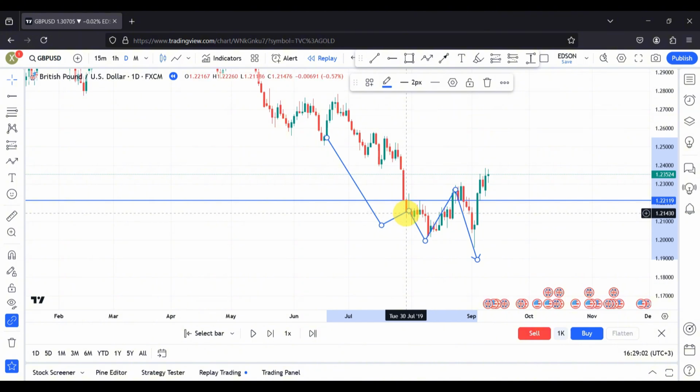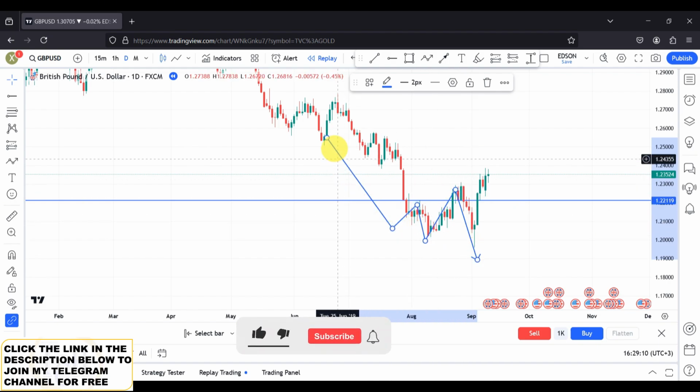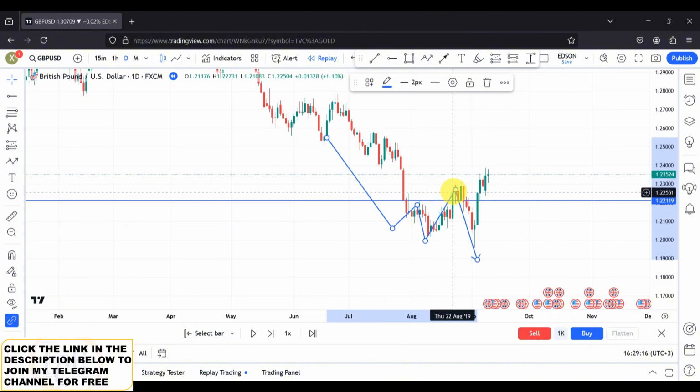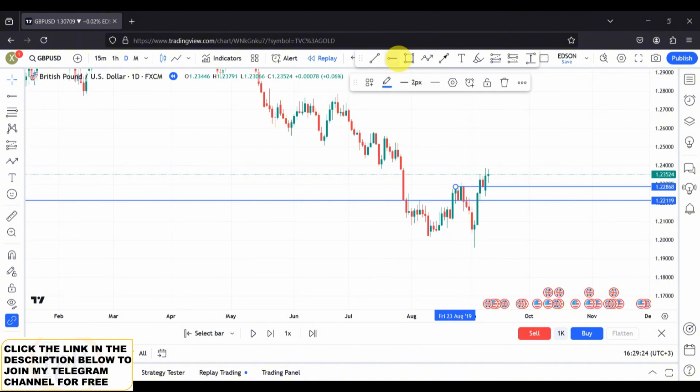What's the shift of the market structure? A shift of the market structure simply means the market that was moving in series of lower lows and lower highs is now shifting to moving in series of higher highs and higher lows. Since we already have a shift of the market structure right here on the daily time frame, we mark our zone right here and we mark our low right here.